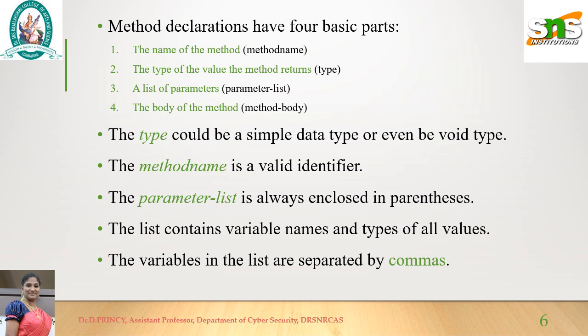A method declaration has four basic parts: the name of the method, the type of the value the method should return, a list of parameters it takes, and the set of statements that make up the body of the method.